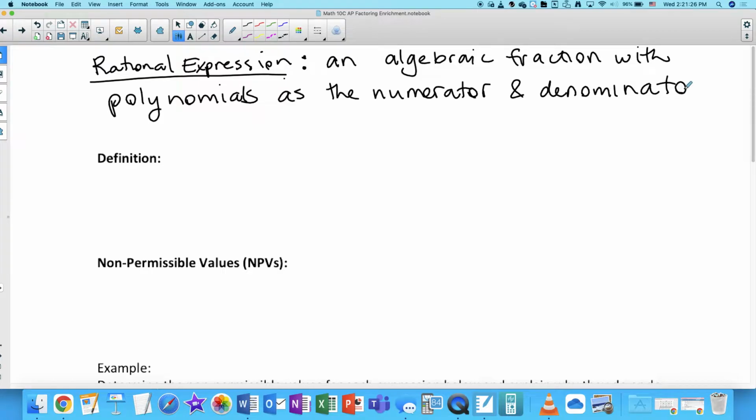Okay. Actually, I suppose I had space for the definition down there, but oh well. So some examples. It's going to look like a fraction, and in the numerator and in the denominator, we're going to have polynomials. So we might have, I don't know, x squared plus 1 over 2x minus 5. That is a rational expression.